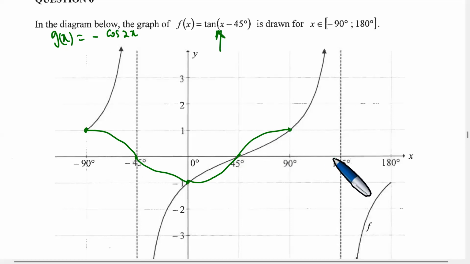$135, 2 times 135 is 270. Cosine 270 is 0. But there's a minus, so it's just 0. So we continue. At 180, 2 times 180 is 360. The negative cosine becomes minus 1.